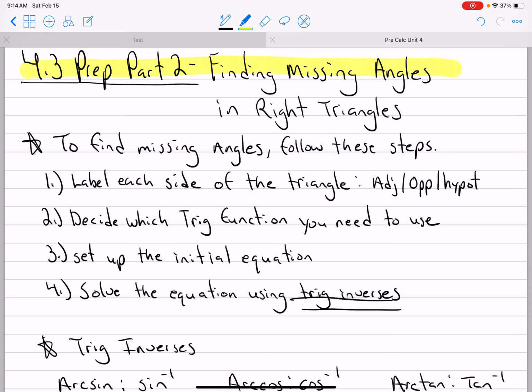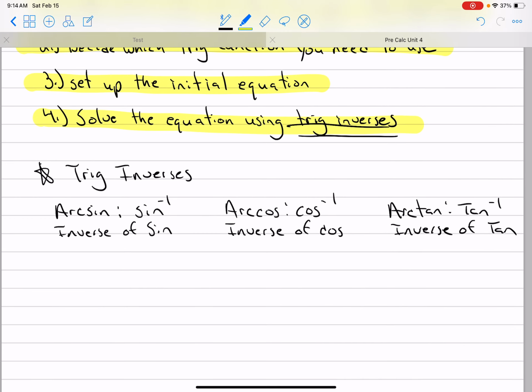4.3 prep part 2, finding the missing angles in a right triangle. To find the missing angle, follow these steps. One, label each side of the triangle adjacent, opposite, or hypotenuse. Decide which trig function you need to use in comparison to the sides you have. Then set up the initial equation, putting in all the information you know. Then solve that equation using trig inverses.